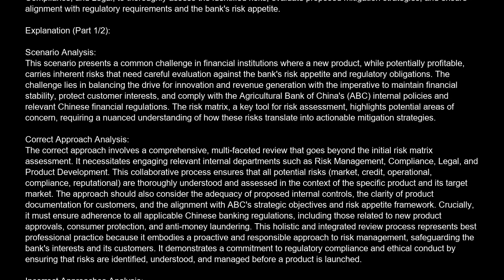It demonstrates a commitment to regulatory compliance and ethical conduct by ensuring that risks are identified, understood, and managed before a product is launched. Incorrect approaches analysis. Proceeding with the product launch solely based on the risk matrix's indication of moderate risk without further due diligence is a significant regulatory and ethical failure. The risk matrix is a preliminary tool. It does not absolve the bank from conducting a deeper investigation into the nature and severity of identified risks.